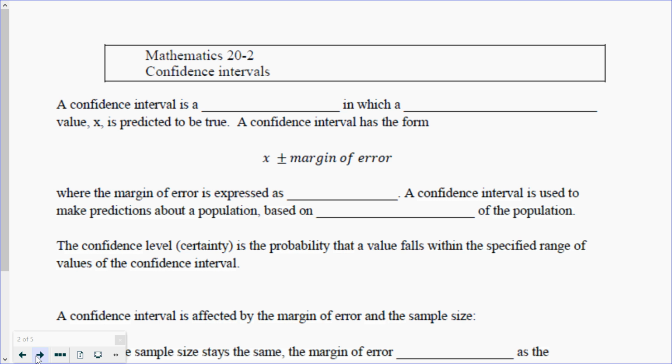So now on to today's lesson. It's pretty short, actually. Confidence intervals. A confidence interval is a range in which a polled or surveyed value is predicted to be true.